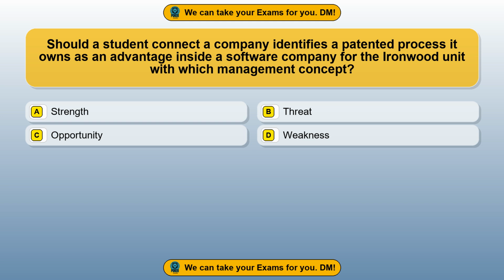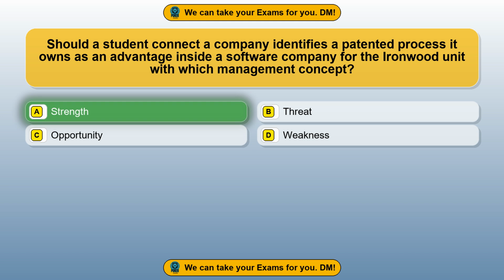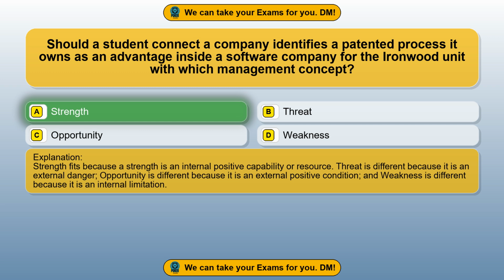Option B, threat. Option C, opportunity. Option D, weakness. The correct answer is option A, strength. Strength fits because a strength is an internal positive capability or resource. Threat is different because it is an external danger. Opportunity is different because it is an external positive condition, and weakness is different because it is an internal limitation.